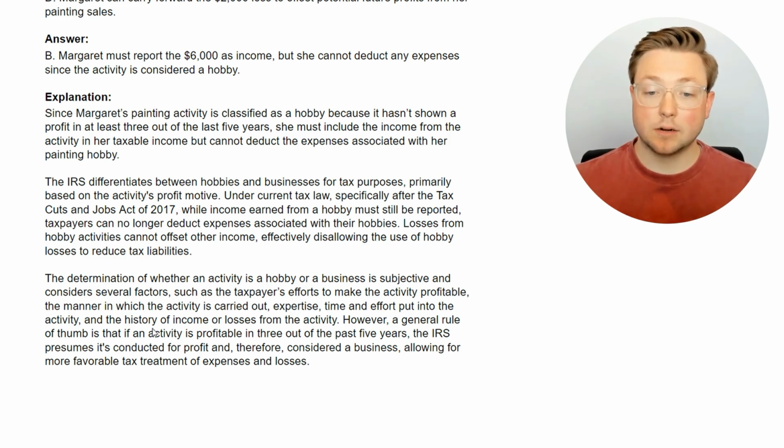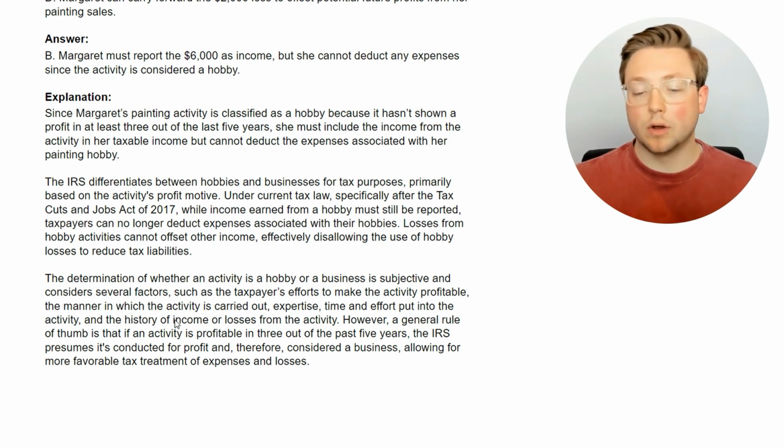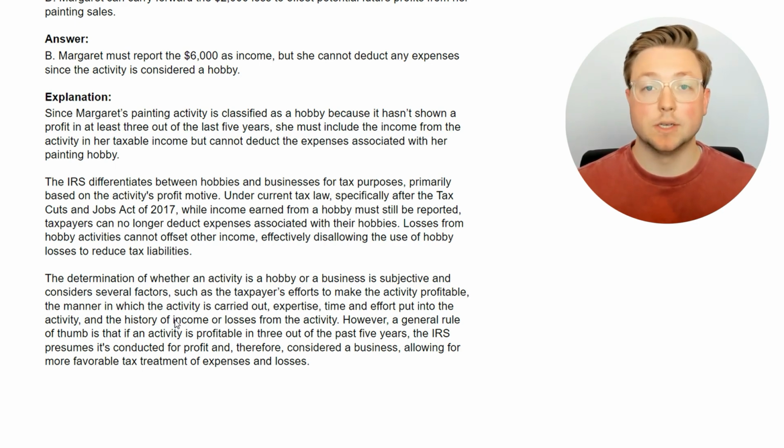Now, again, as it said here, there are multiple factors, but overall for the CPA exam, the thing that you need to know is that a hobby is something that is not done to turn a profit, or it has never really turned a profit in the past 5 years. That's the easiest way to think about it. So let's go ahead and go to the next question just to hammer that home a little bit more.